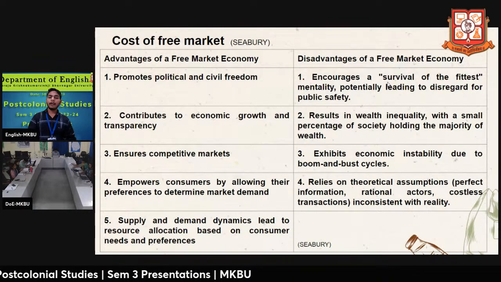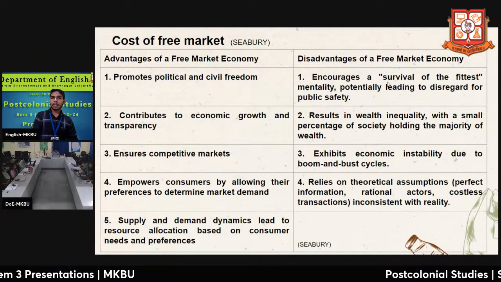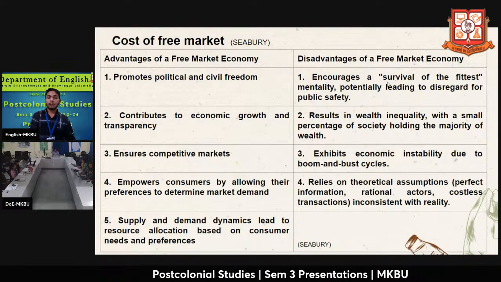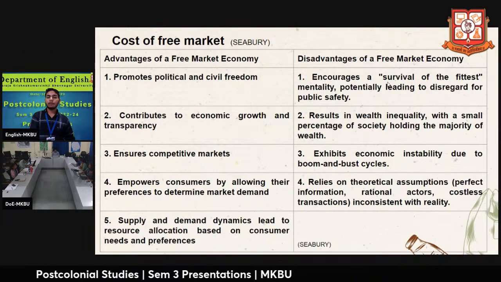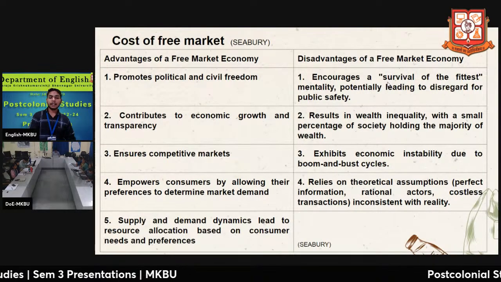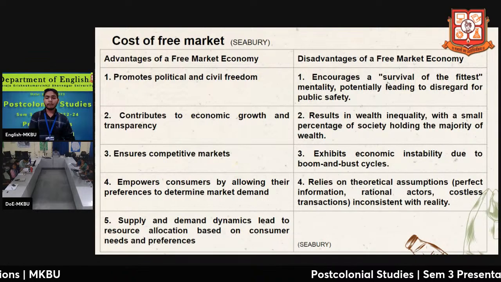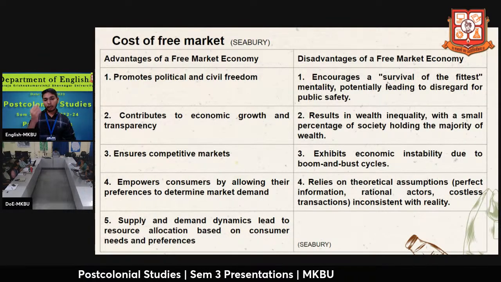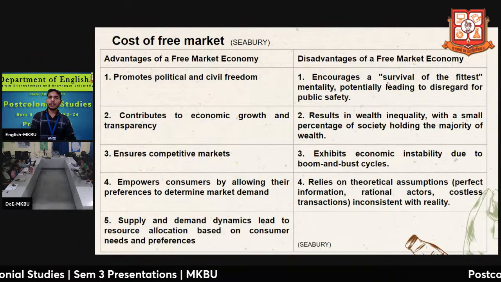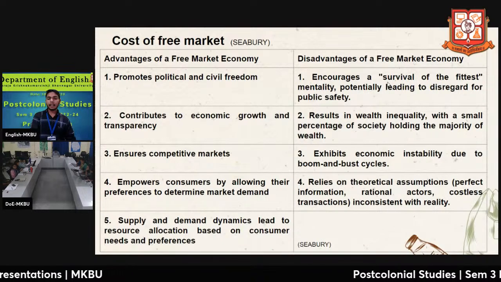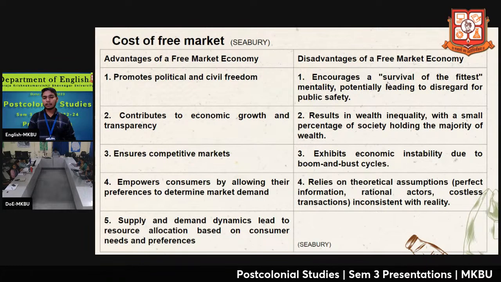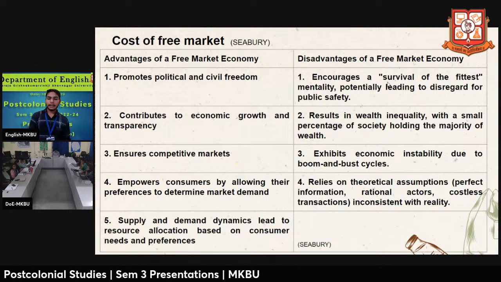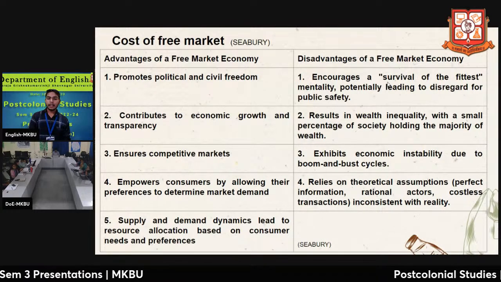They can only survive in this free market, and result in wealth inequality, with a small percentage of society holding the majority of wealth. This is the major disadvantage, that some will grow quickly and firmly, and others will be downsided by the growth of the others, and it will create an inequality in the growth of the people and the wealth. Exhibits economic instability due to boom and bust cycle.